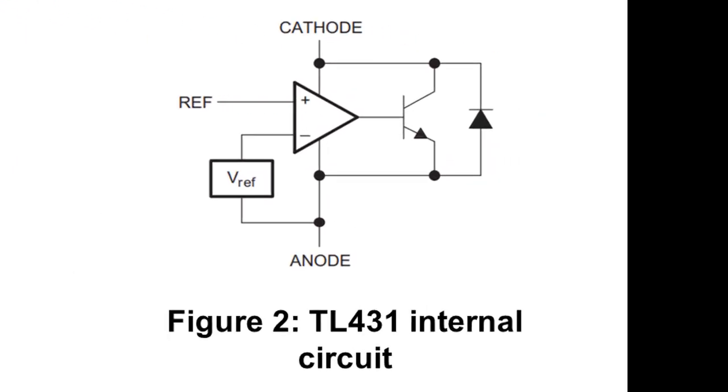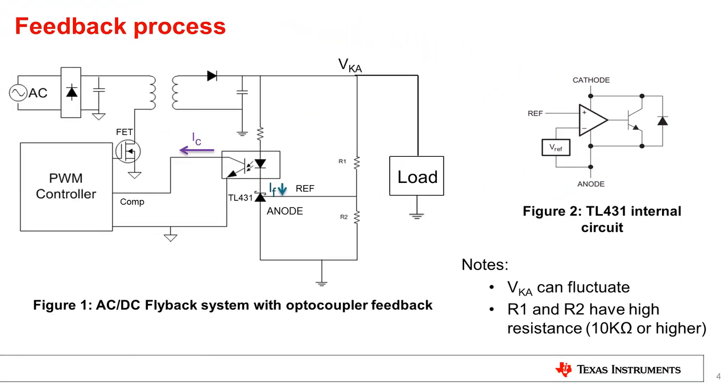Taking a dive into the internal circuit of the TL431 as shown in Figure 2, this ref voltage is compared to the internal voltage reference. The op-amp output is used to drive the output transistor, IF, at a higher current. This higher current is transferred to the primary side of the system through the optocoupler. The comp pin of the PWM controller senses this voltage change and will adjust the PWM controller accordingly to drive down the output voltage of VKA back to its normal level.